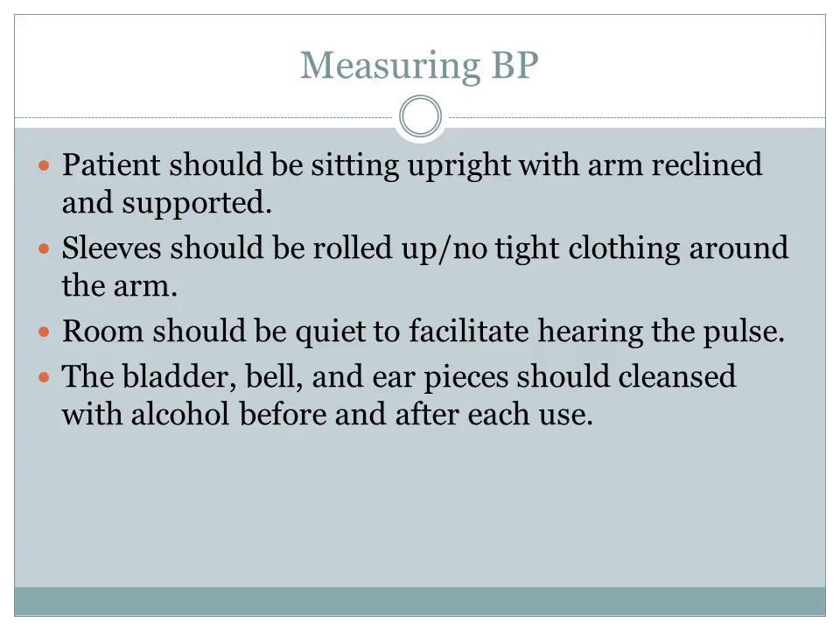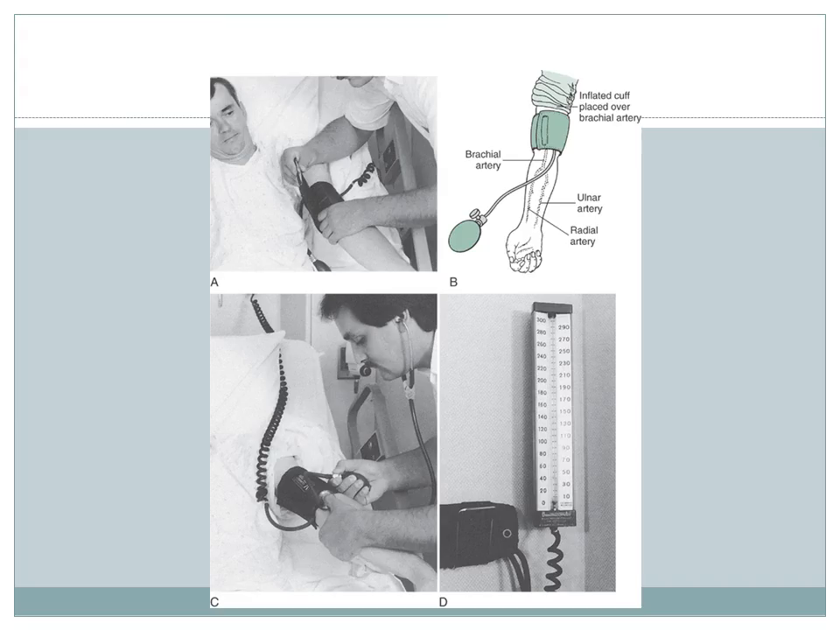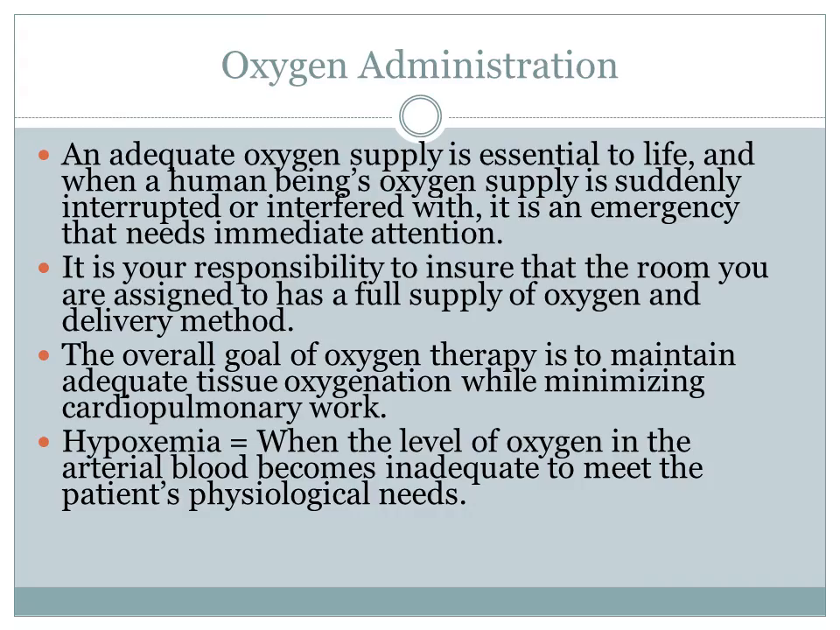Measuring blood pressure. Patients should be sitting upright with the arm inclined and supported. Sleeves should be rolled up, not too tight, around the arm. The room should be quiet to facilitate hearing the pulse. The bladder, bell, and earpieces should be cleansed with alcohol before and after each use. This is an example of a blood pressure reading.